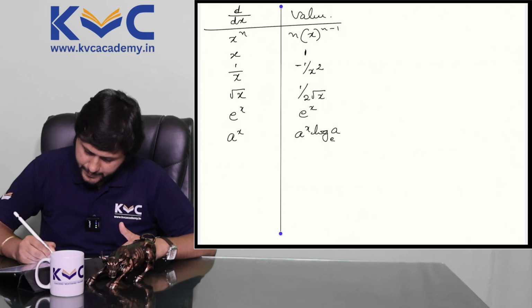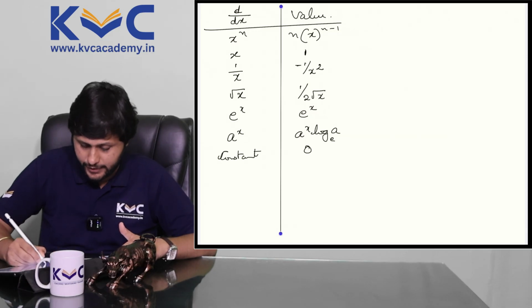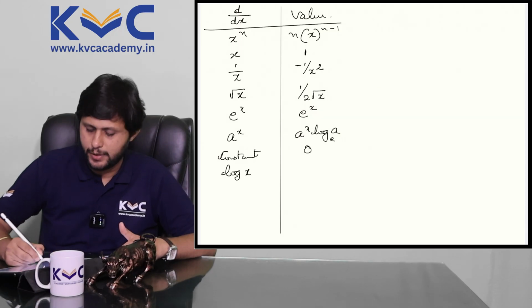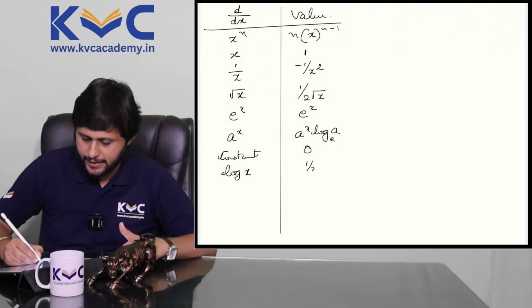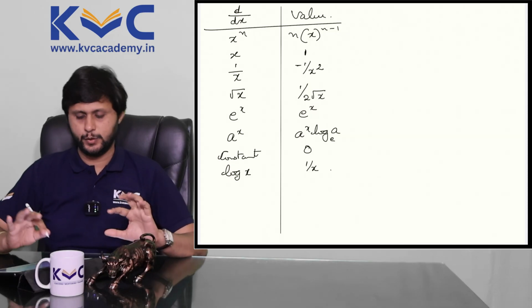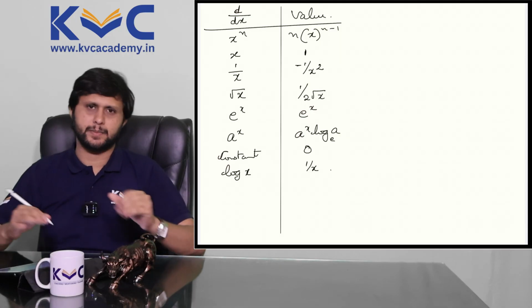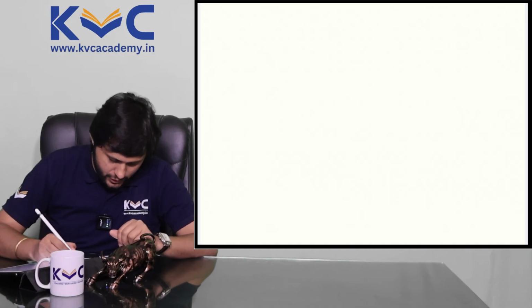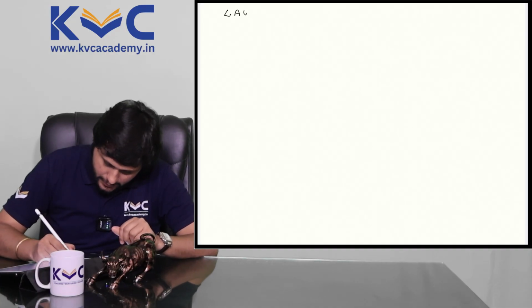Differentiation of constant is equal to 0, and the last one, differentiation of log x is equal to 1 by x. Clear? This much, if you know, we can start solving some of the questions. Now we'll move to some of the laws of differentiation. Let me write that down.